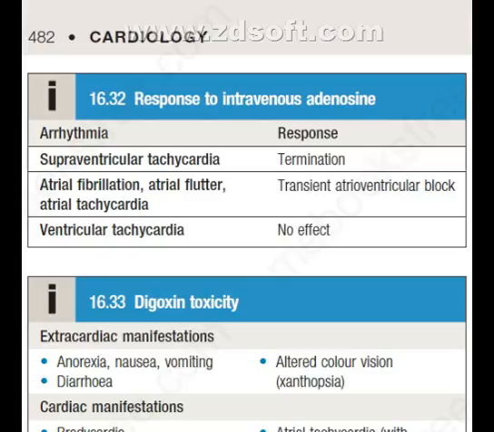Now, this table shows response to intravenous adenosine, that is arrhythmia response. In supraventricular tachycardia, it terminates. Termination occurs in atrial fibrillation, atrial flutter, and atrial tachycardia, with transient atrioventricular block. In ventricular tachycardia, there is no effect.